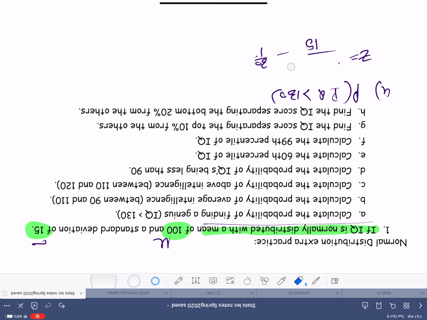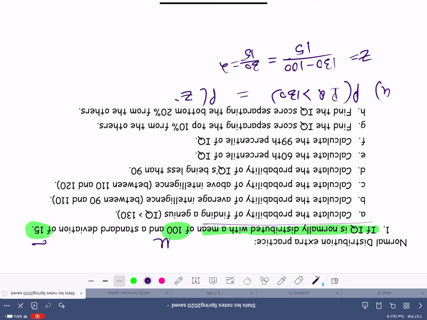My 30s look like 80s. Let me do a better job at it. 130 minus 100 divided by 15 turns out to be 30 over 15, which is 2. So probability of z greater than 2.00, instead of writing 2, I'm writing 2.00 because my table has 2 decimal places. We usually round the z-score to 2 decimal places.